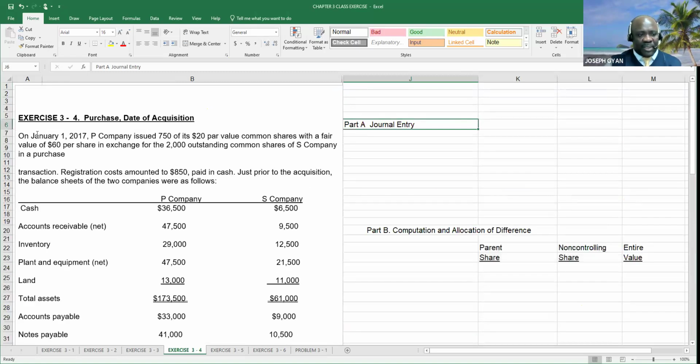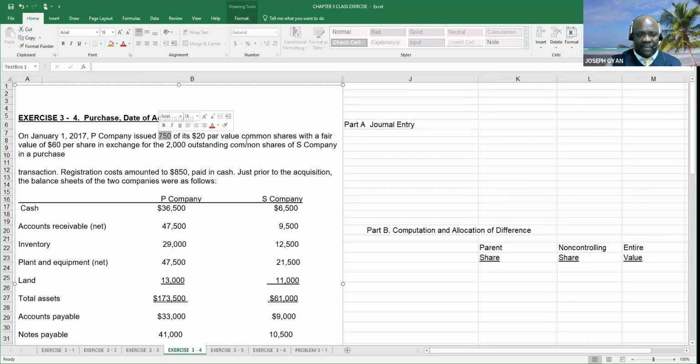So let's see here. On January 27, P Company issued 750 shares of $20 par value common stock with a fair value of 60.